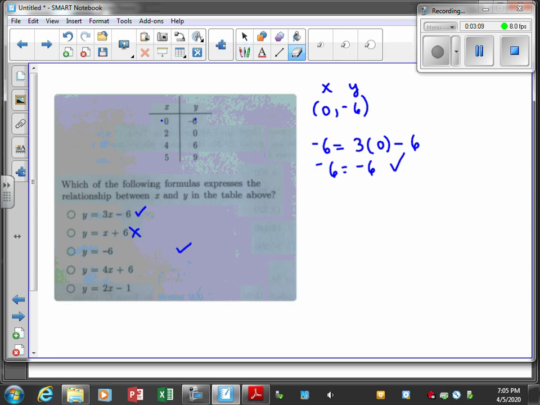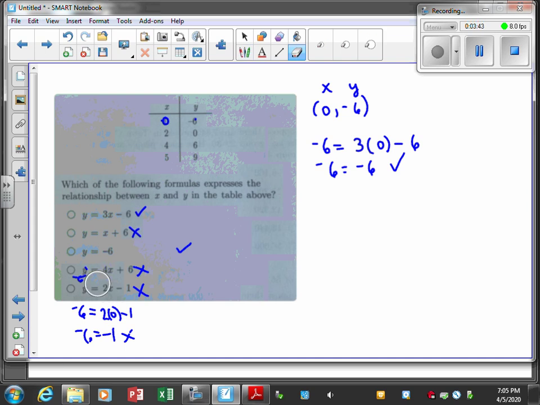So we're probably going to have to check two of those. We plug in this one. When x is 0, y is -6. So when x is 0, you're going to get 4 times 0, which is 0. 0 plus 6 is 6. And when y is -6, that's not true. And then for this last one, y equals -6, let x equal 0, and that's just going to be -6 is equal to 0 minus 1. -6 equals -1. That's not true either.